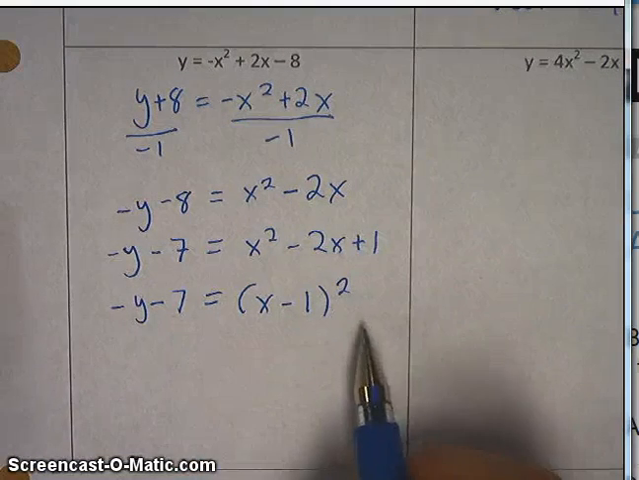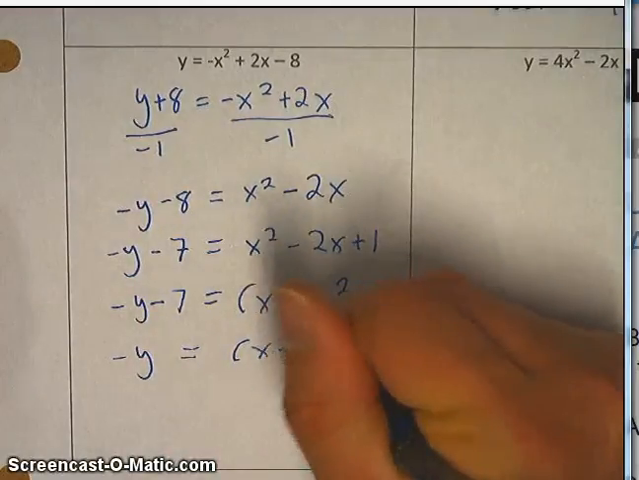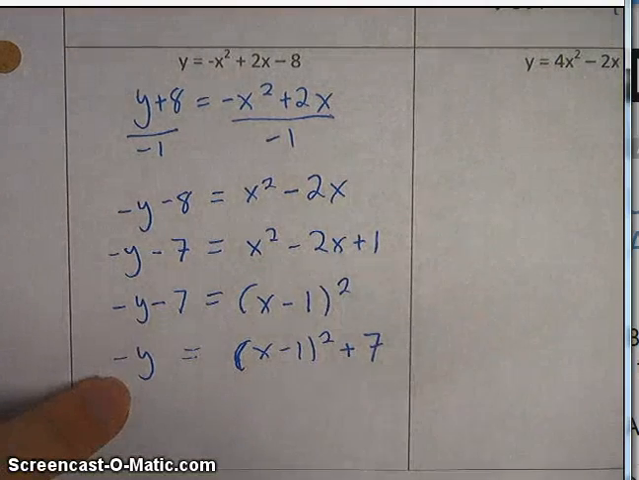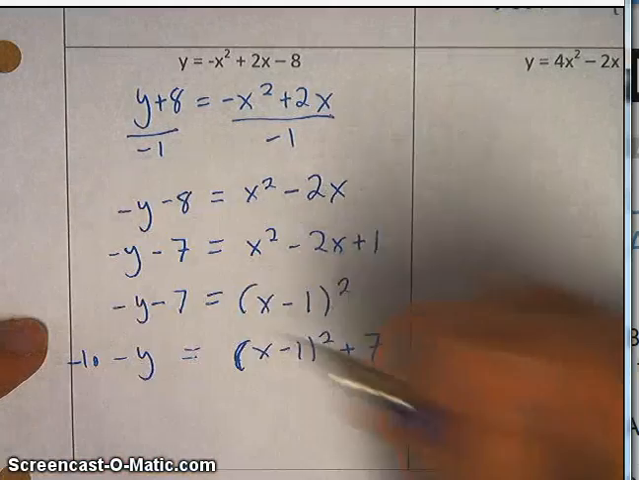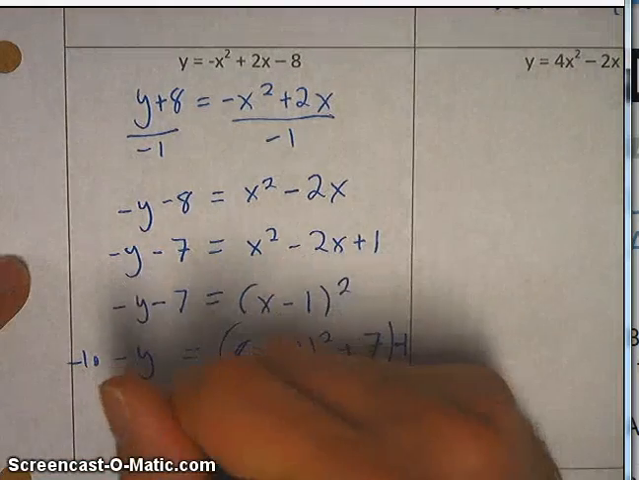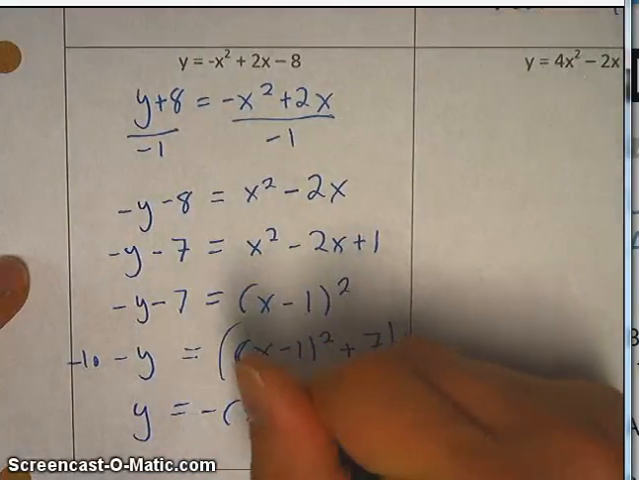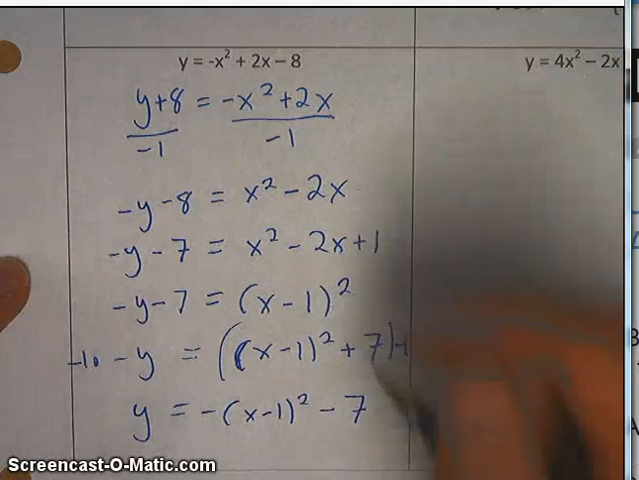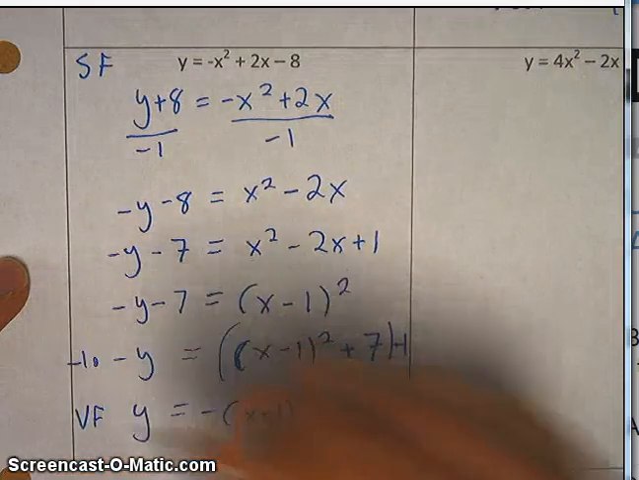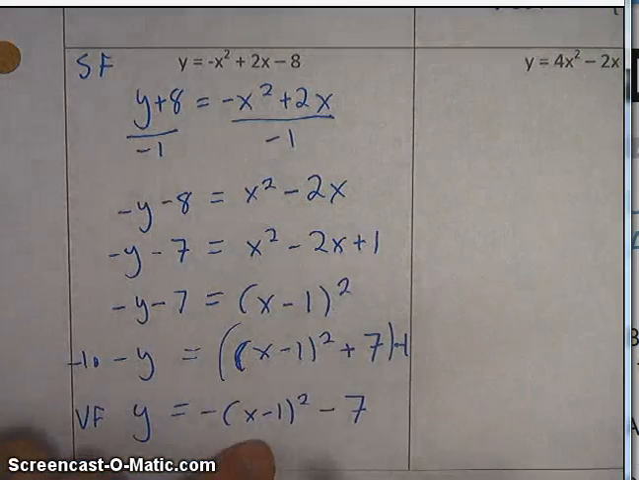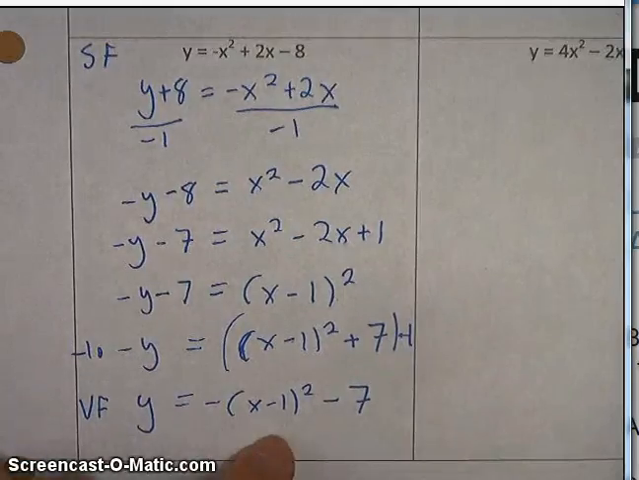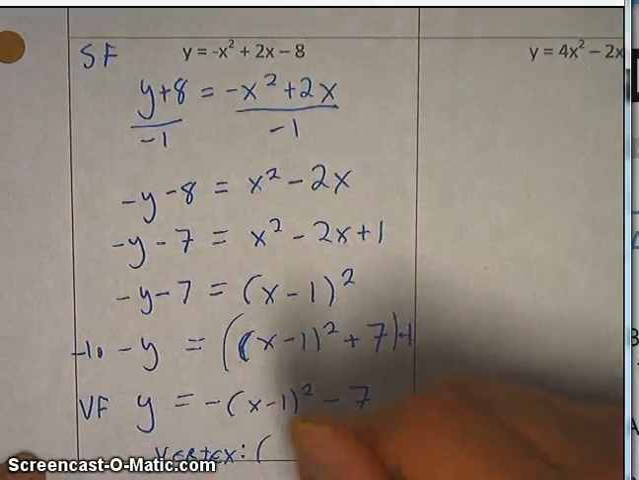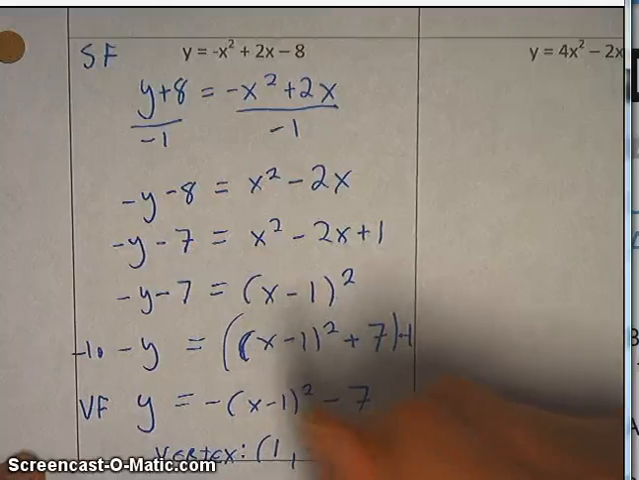All right, well now I need to add that 7 to the other side. Negative y equals x minus 1 squared plus 7. And I've got a negative in front of the y, so I'm going to multiply both sides by negative 1. That's going to give me positive y equals negative x minus 1 squared minus 7, because that negative 1 distributes to both the terms inside there. So here was my standard form. This is now my vertex form. I know I'm in vertex form because the y is by itself, and I've got this nice, pretty looking vertex right here. So the vertex is going to be positive 1, negative 7.